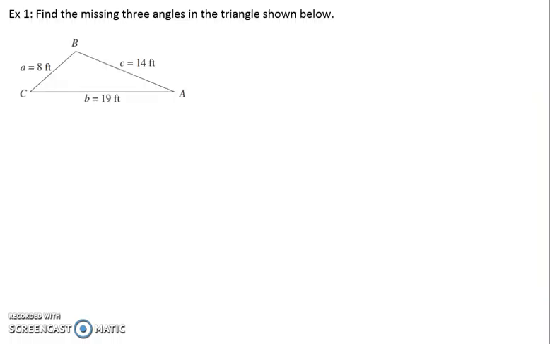Just jumping right in: find the missing three angles of the triangle shown below. We're trying to find angles, so we want to use that alternative form. Now it's not mandatory, but it's a really good idea to start with your biggest angle first, and this is going to take a little bit of the guesswork out of some things later.